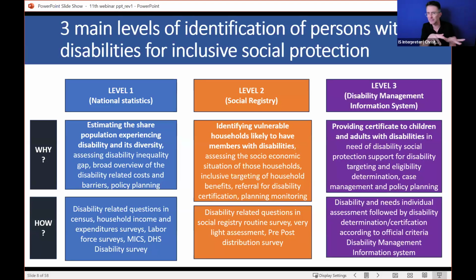And finally, the third level, which is now often referred to as the disability management information system, is basically the process by which government assesses and certifies persons with disabilities, adults and children, who are in need of disability-specific social support. And that is for disability targeting and eligibility determination, case management, and policy planning. And that requires an individual disability assessment followed by a certification or a determination of disability based on official criteria. And today we will have examples from different countries on the different options for social registry and how we combine that with the disability management information system. And we will have experience both on the level of social registry and development of disability management information system.